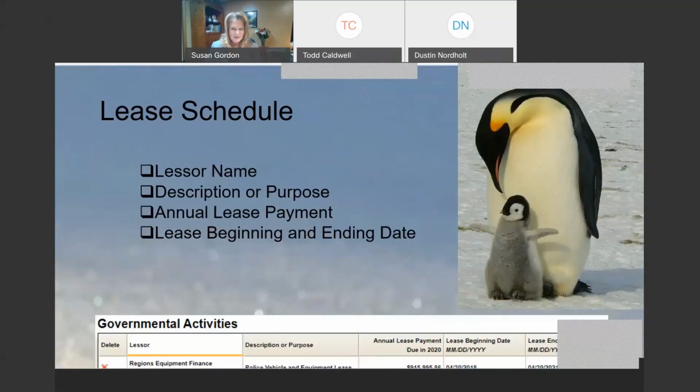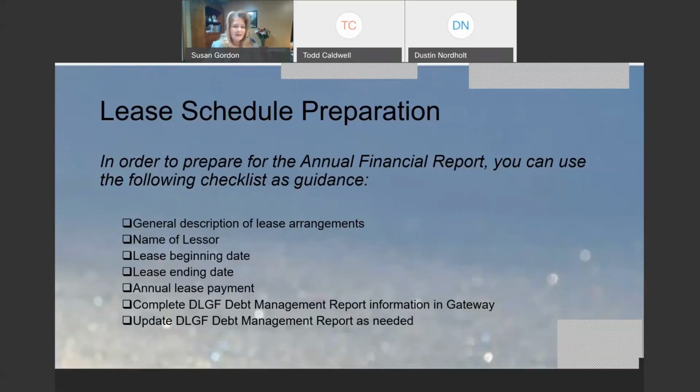The lease schedule, likewise, we don't get too many questions on the lease schedule. You do have to have the lessor name and again a description or purpose, the annual lease payment, and the lease beginning and ending date. And that's really all there is to that. So again, we don't get too many questions on that, but if you would like a checklist, I have a checklist here on this slide.